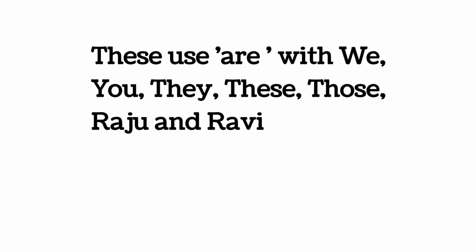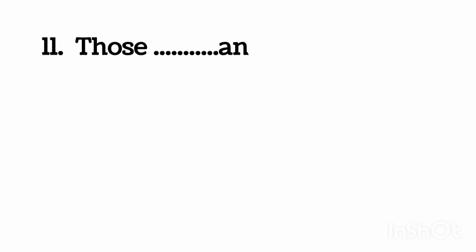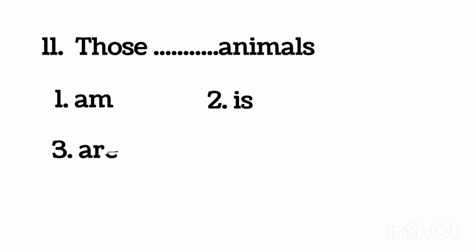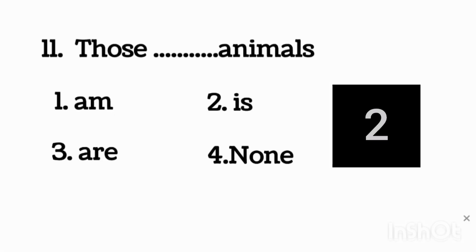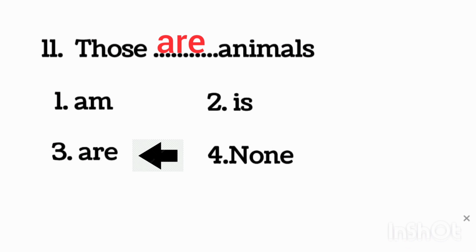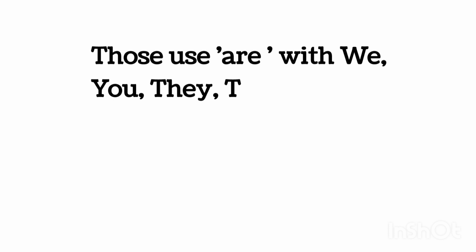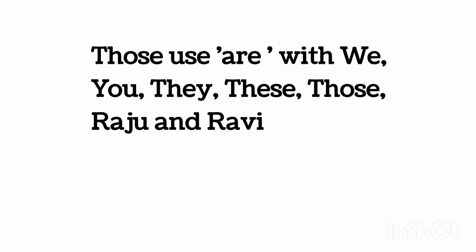Those dash animals. Am, is, or none. Those are animals. We use are with we, you, they, these, those, Raju and Ravi.